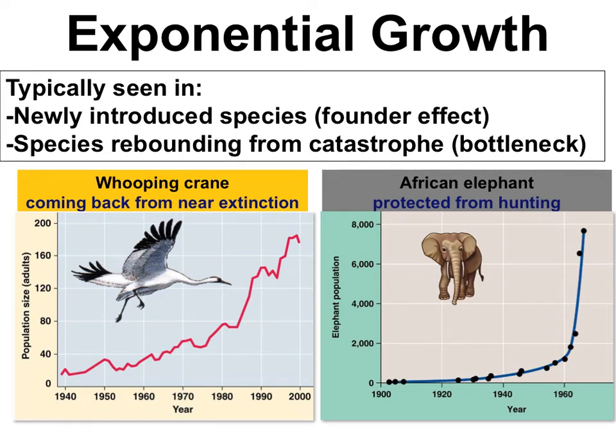Whooping cranes were nearly extinct in the 1930s due to habitat loss and overhunting. Likewise, African elephants were nearly extinct in the early 1900s because of hunting in the ivory trade. Hunting and habitat loss created population bottlenecks for each species. But once measures were put in place to protect their populations, both of these species experienced exponential growth.